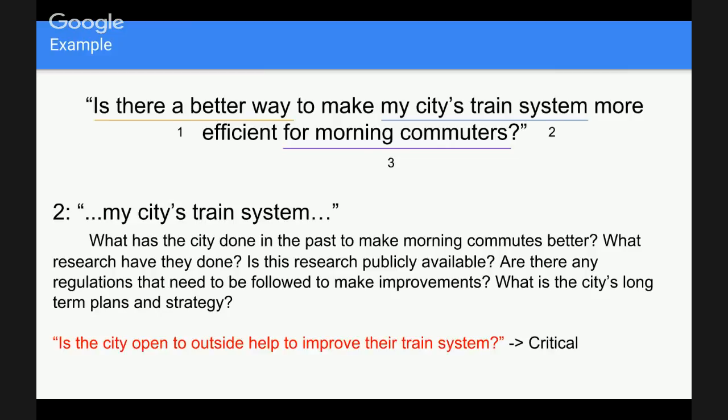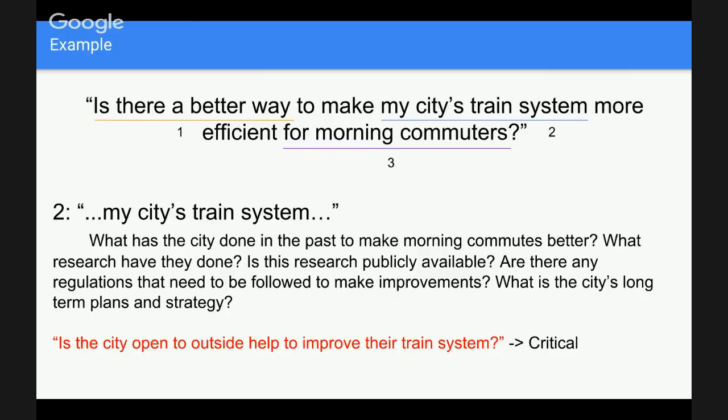A lot of people don't think about this, but as soon as we involve something with the government, we need to start thinking about regulations and how they plan out and manage improvements. What are the city's long-term plans and strategy? Is the city open to outside help to improve their train system?